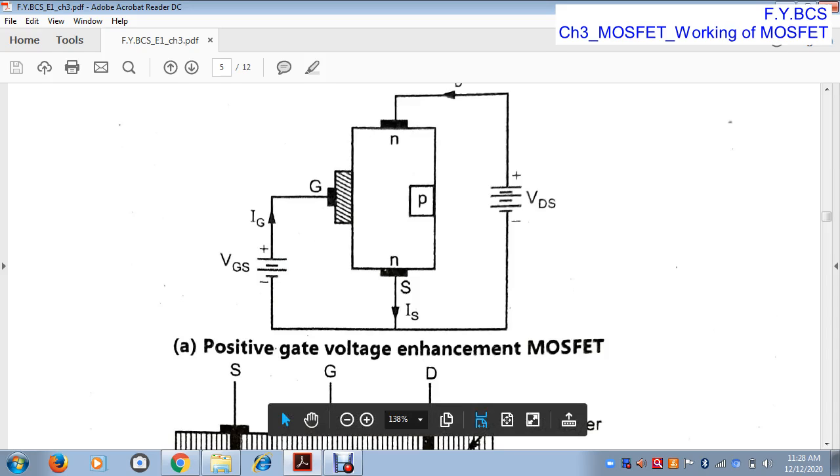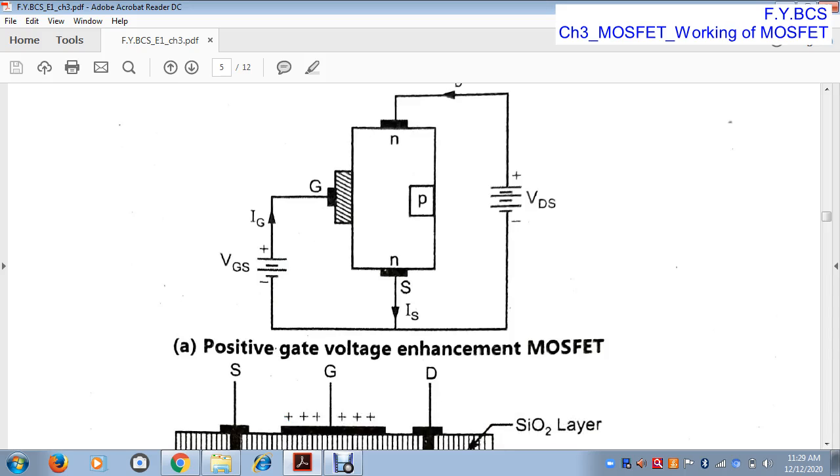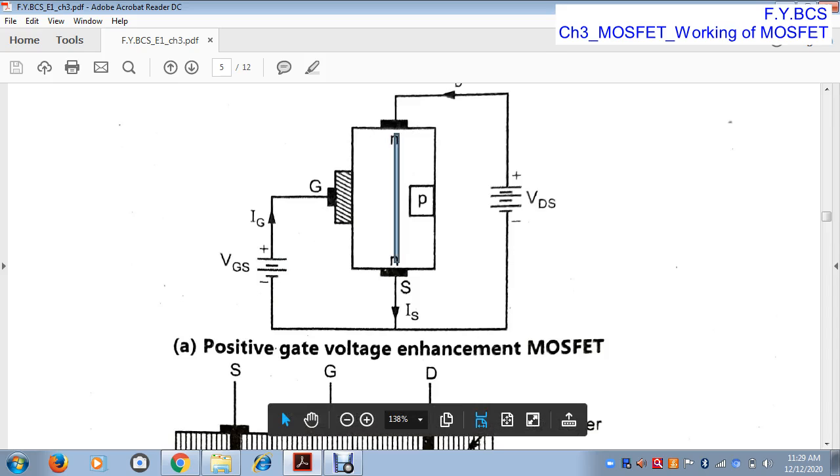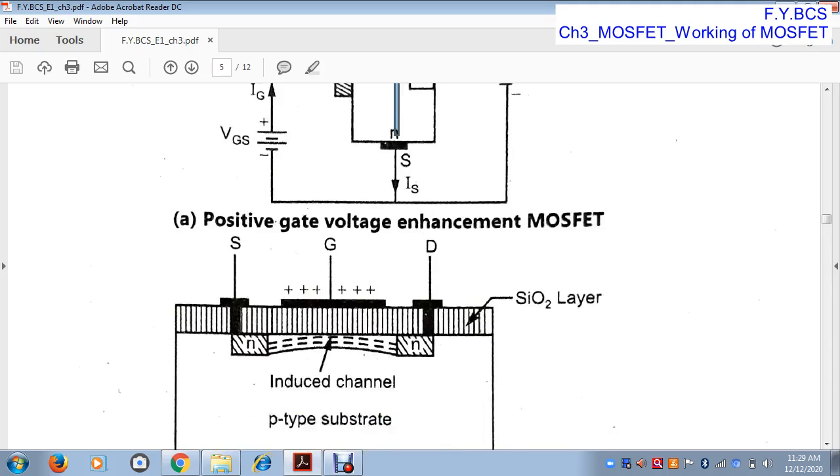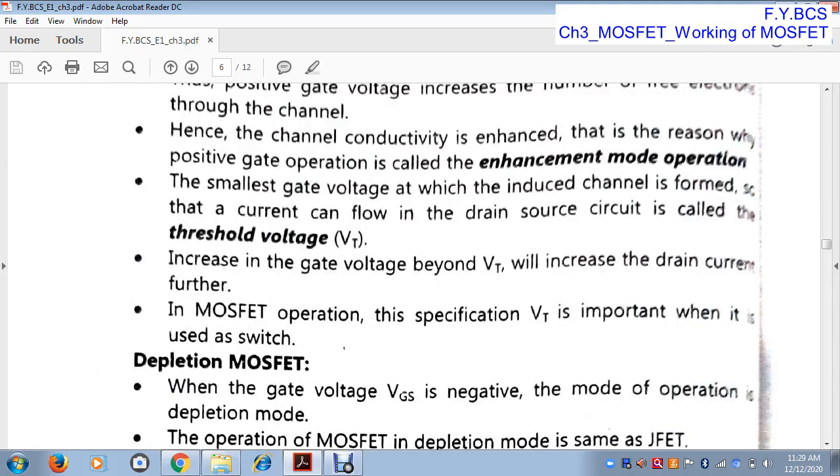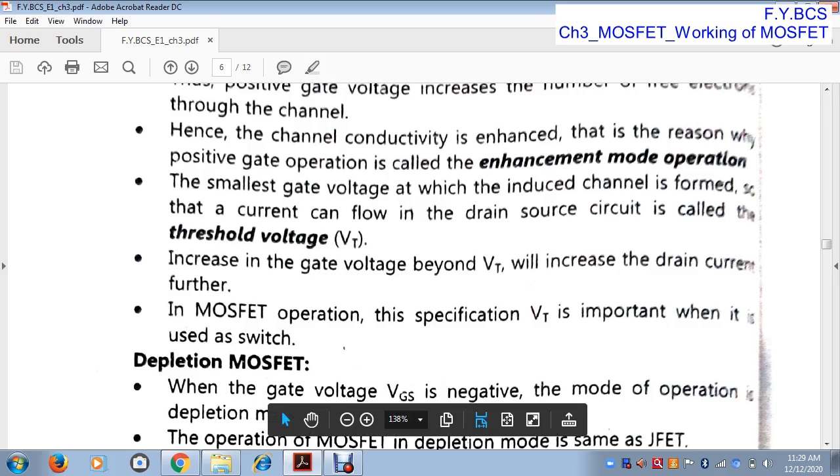So at a particular value of VGS, all the electrons in the source terminal are attracted towards the gate and form a channel between drain and source. So at a positive value of VGS, the channel is formed between source and drain. That particular voltage is called the threshold voltage. Increasing the gate voltage beyond the threshold voltage will increase the drain current further. In MOSFET operation, the specification VT, meaning threshold voltage, is important when it is used as a switch.